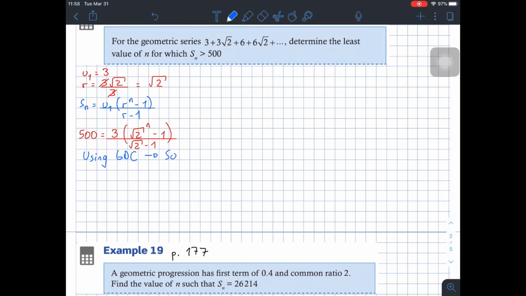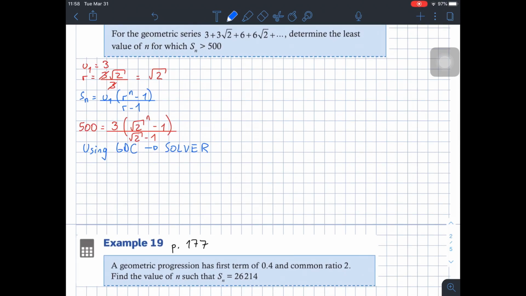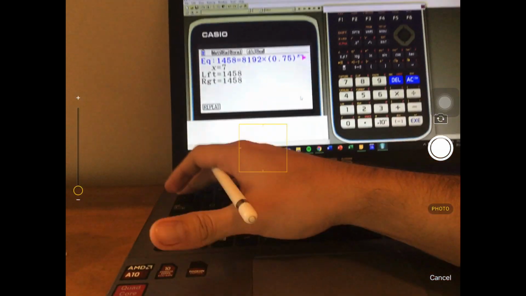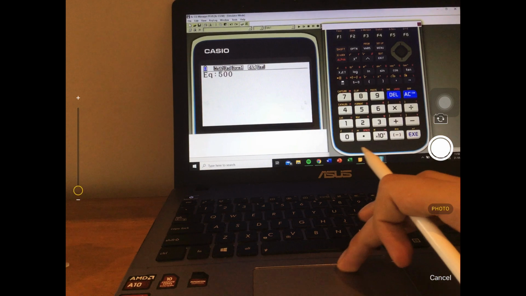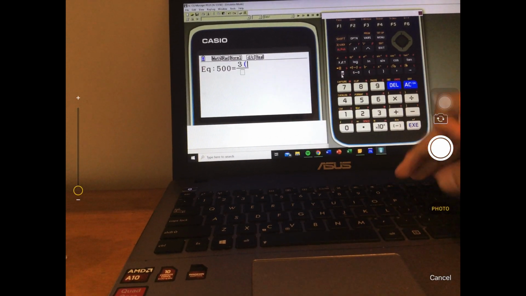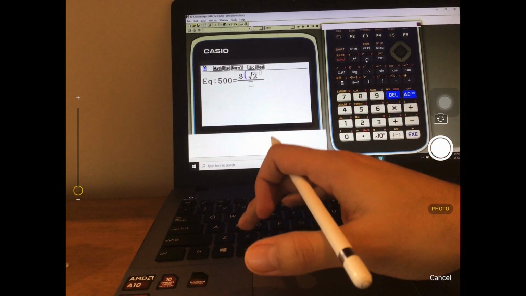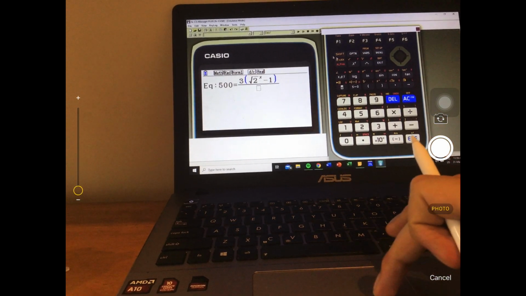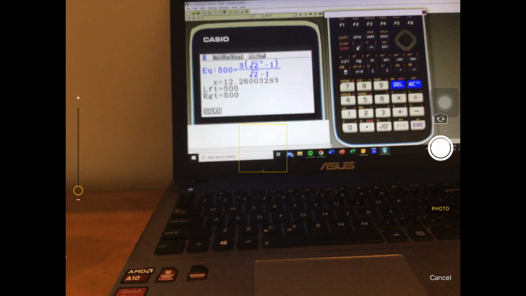And once again, you could do the same process using GDC, using solver, and you'll get a value of n by doing this. So if you use solver, I'm going to show you once again, using our calculator. If we go back, we will change the equation, delete this one. So it's 500 equals, shift dot equals, and then we had a fraction, 3 parentheses root 2 to the power of x, minus 1 parentheses divided by root 2 minus 1. So then we click on solve, and we get that value of x, 12.26.